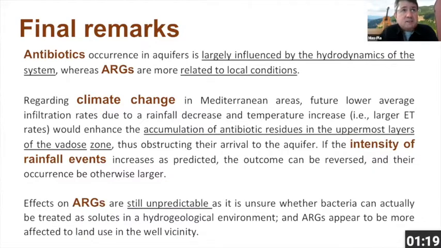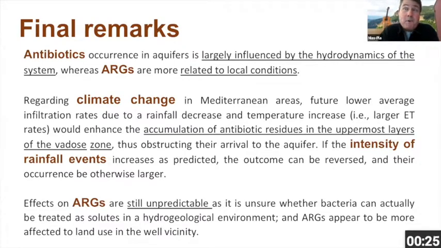So some final remarks: as I already said, the antibiotics can be controlled by the hydrodynamics of the system, while antibiotic resistant genes will not. So how does this relate to climate change? What we want to show is that the occurrence of some antibiotics depends on extreme rainfall events. That means that if recharge is going to decrease, perhaps these antibiotics that only enter when there's an extreme recharge will be retained in the soil, and they will not be found in the aquifers at all, or at least in a minor proportion. However, climate change predictions also say that the intensity of the rainfall events will increase in the future.